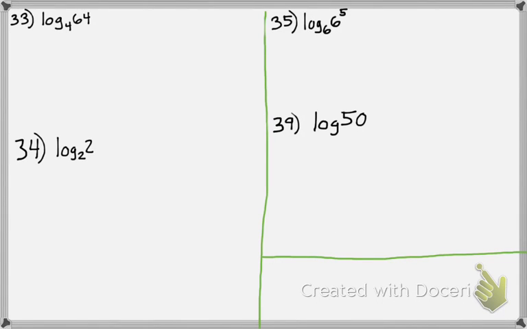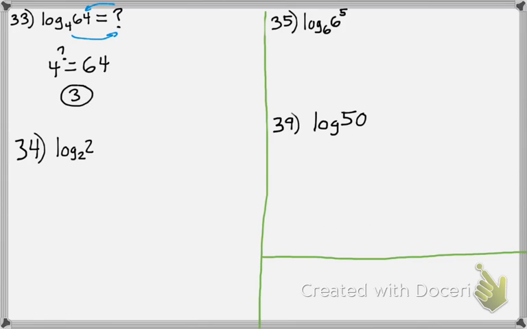For questions 33 to 35, it wants us to evaluate the expression. So I'm actually going to put my own equal sign here, and I'm going to use a question mark. You can use an X. I'll probably use X on the next one. But basically we are still doing the same thing. We're still transforming these. So this would be 4 raised to what is equal to 64. And that would be 3. You want to raise 4 to the third power to get 64.